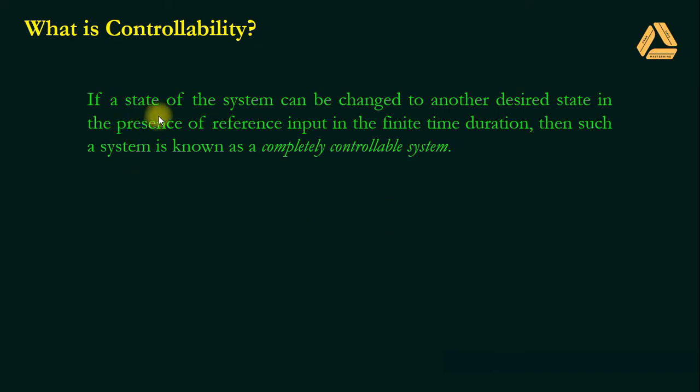So what is controllability? Any system which is controllable is called controllability. If a state of the system can be changed to another desired state in the presence of reference input in a finite time duration, then such a system is known as a completely controllable system. The controllability of a system can be checked by two types of tests. One is given by Kalman and another one is given by Gilbert. We'll be seeing more detail about these two tests.